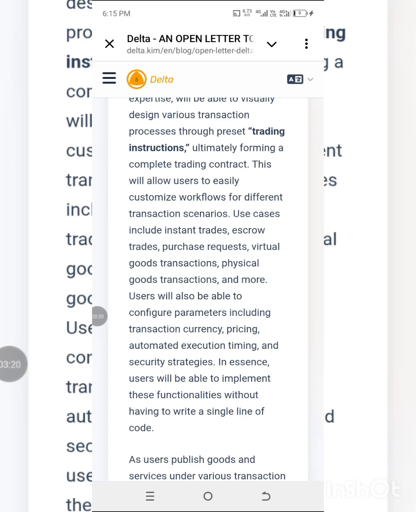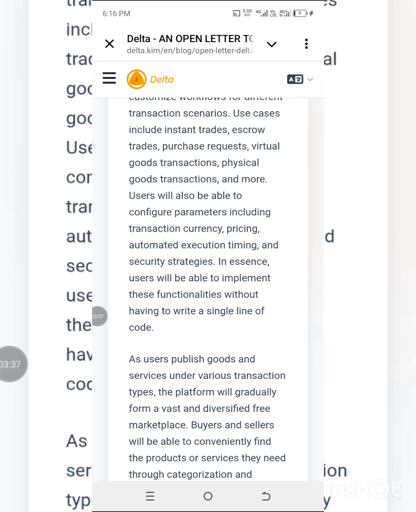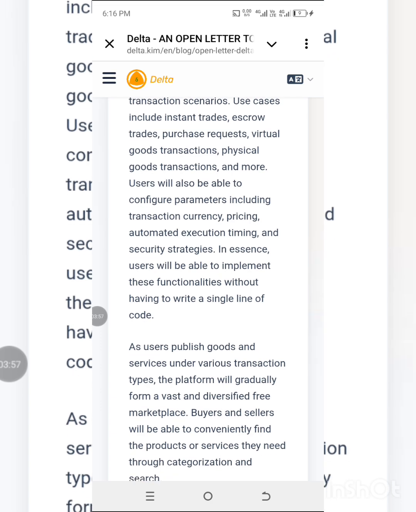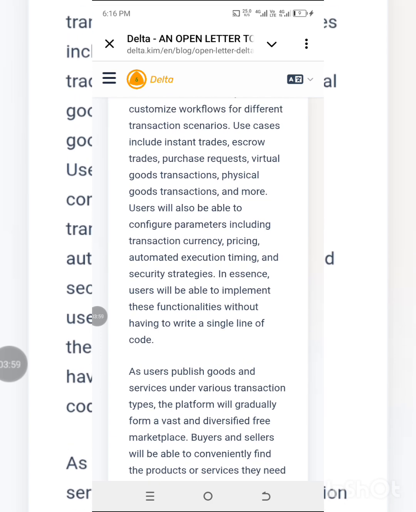Users will also be able to configure parameters including transaction currency, pricing, automated execution timing, and security strategies. In essence, users will be able to implement these functionalities without having to write a single line of code. What they are trying to say here is that this smart trading contract will be user friendly. Did you get it?